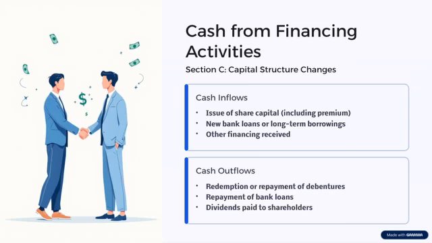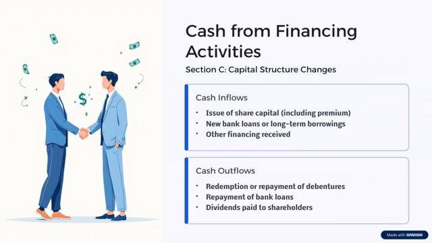Let's take a closer look at the cash flows from financing activities, which are a key part of understanding how a company manages its capital structure. On the outflows side, we have several important items. First, the redemption or repayment of debentures and bank loans. These are the payments made to settle long-term debts, reducing liabilities and impacting the company's cash position. Then, we have dividends paid to shareholders, which represent returns to investors and can influence investor confidence and the company's retained earnings.